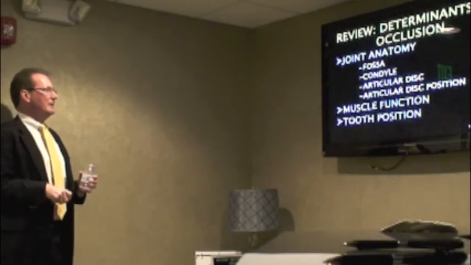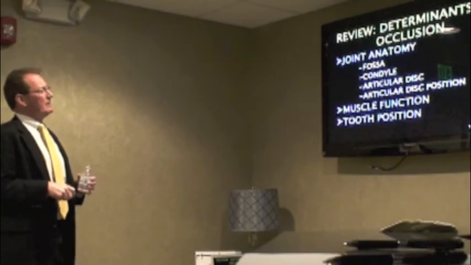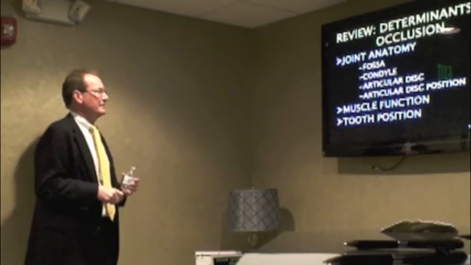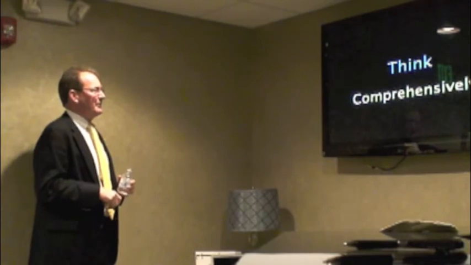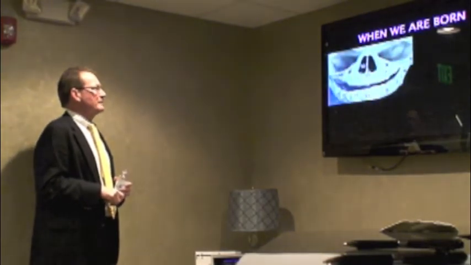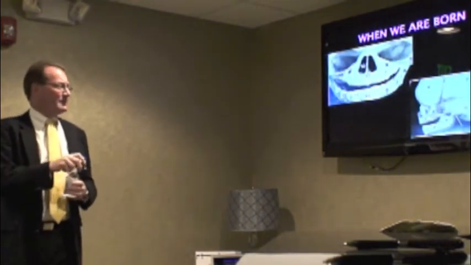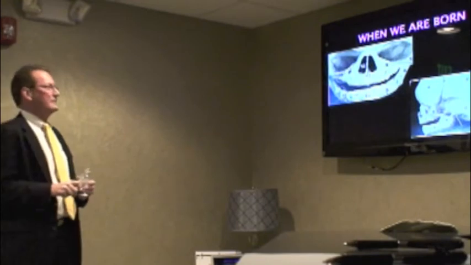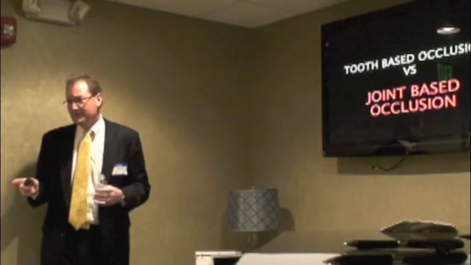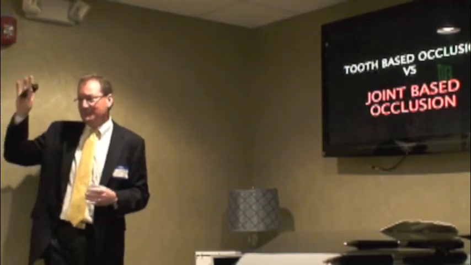Determinants of occlusion. The joint anatomy. What conditions the fossa in, what conditions the condyle in, where's the articular disc, what positions it in, and then there's muscle function and tooth position. So you have to think of it comprehensively. Maybe more than teeth. When we're born, we don't have any teeth, but we almost have a completely fully formed temporomandibular joint. So, should it be a tooth-based occlusion or a joint-based occlusion? I vote for joint-based occlusion.